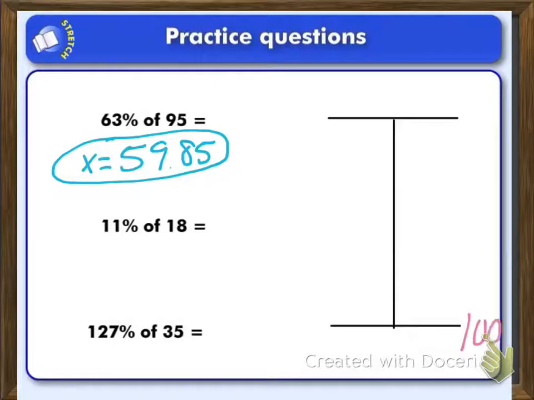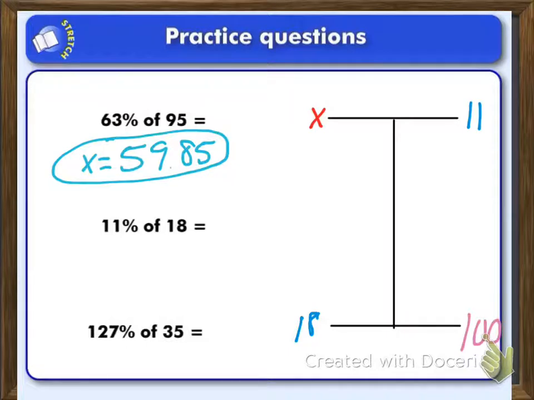again, I always know my 100%, so that's going to go in the bottom right hand corner. I have 11%, so I'm going to put that above my percentage. And then my 18, again, is that my part or is that my whole? Well, if it's out of 18, I'm looking at that as my whole, so it's out of 18. So that leaves the top as my x.